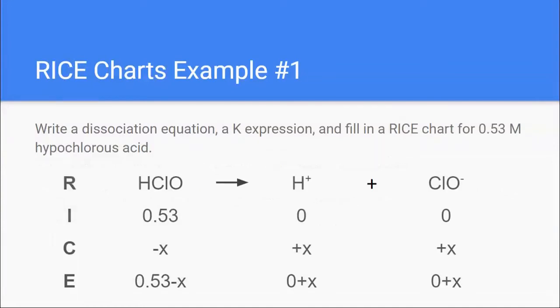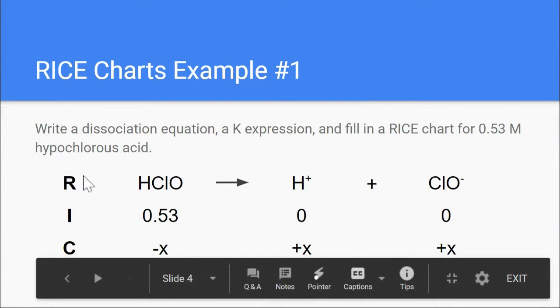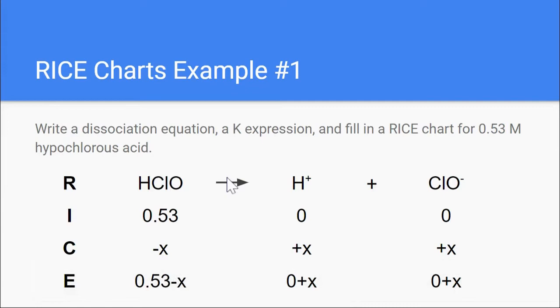and then we slap an H on the front of it to make it an acid. So this is what a RICE chart would look like, and I'm going to go through this step by step. So for R, for reaction, HClO is the acid that's described by hypochlorous acid. That dissociates to H plus and ClO minus. And I suppose I should have a two-directional arrow here to show that this is a weak acid because we only use RICE charts for weak acids.